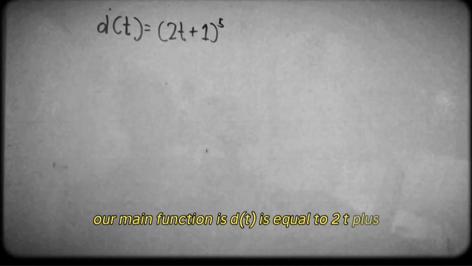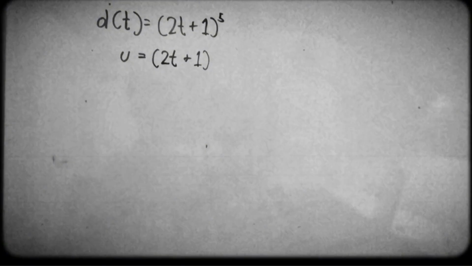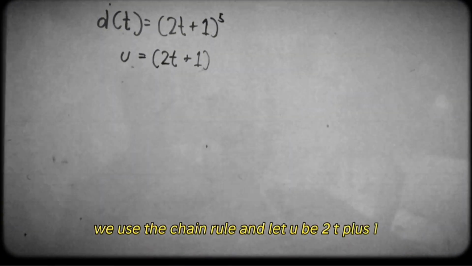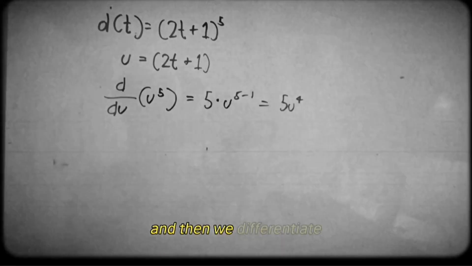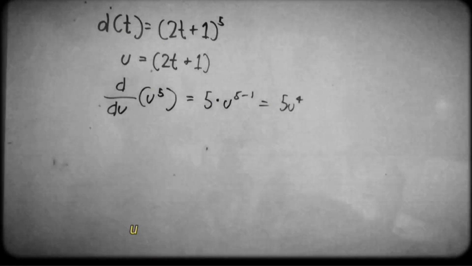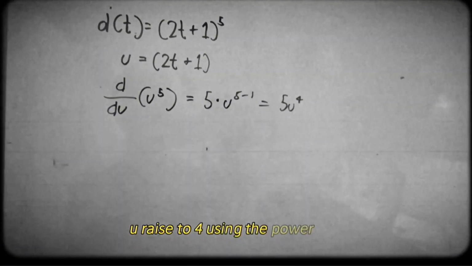So in this case, our main function is d of t equals (2t + 1) raised to 5. We use the chain rule and let u be 2t + 1. And then we differentiate u raised to 5, which is equal to 5u raised to 4 using the power rule.